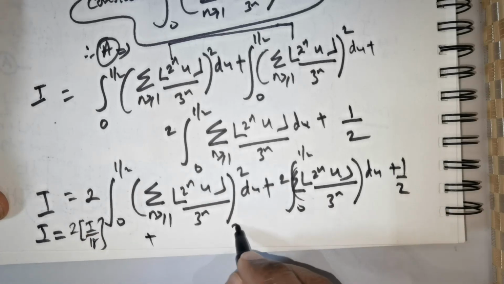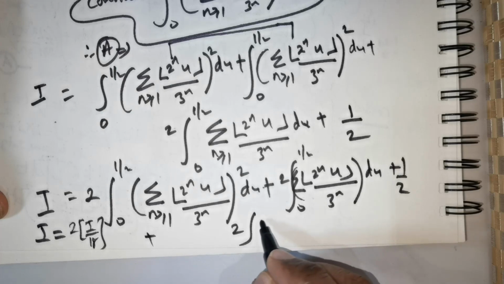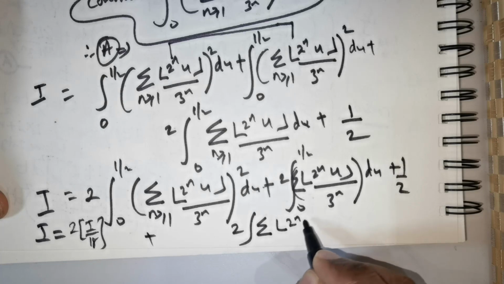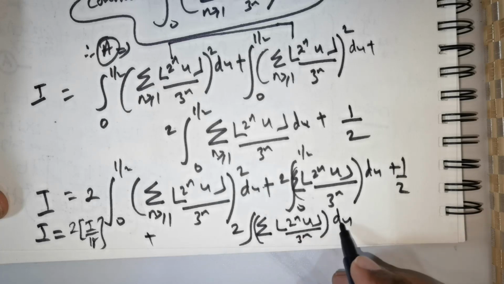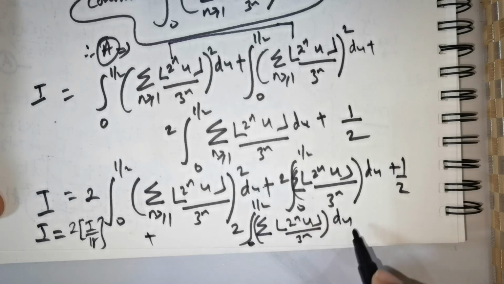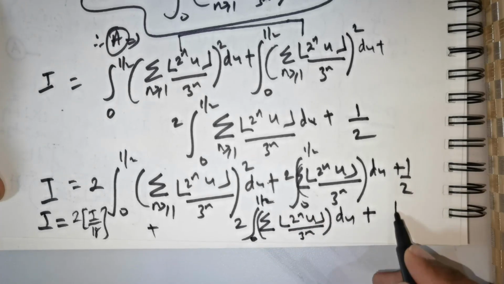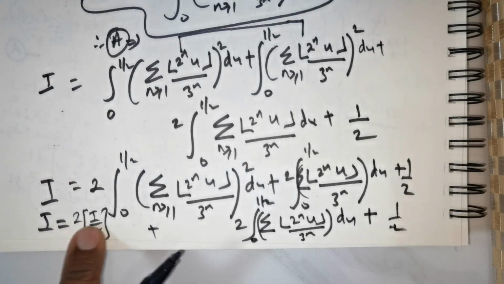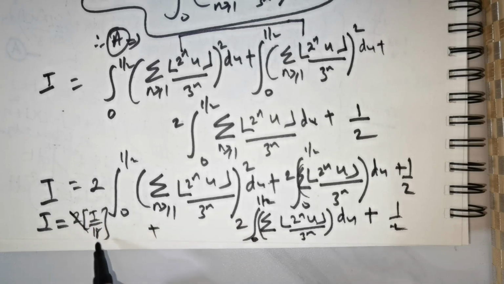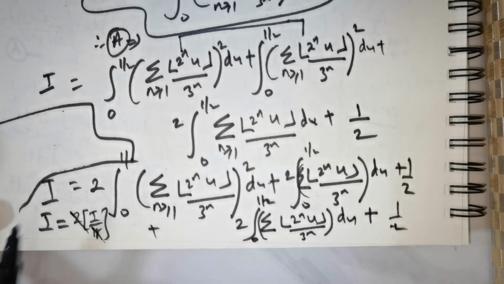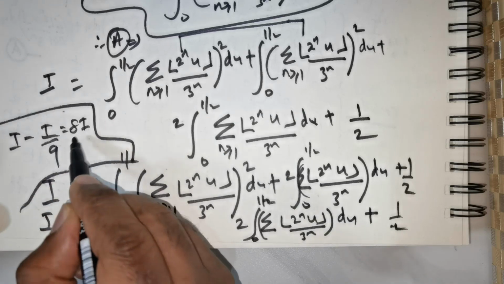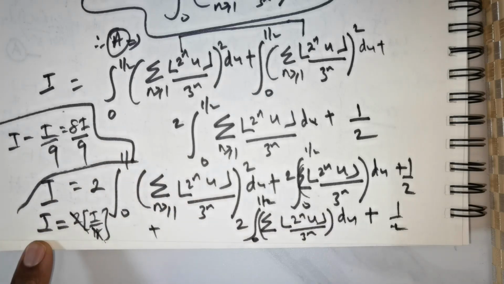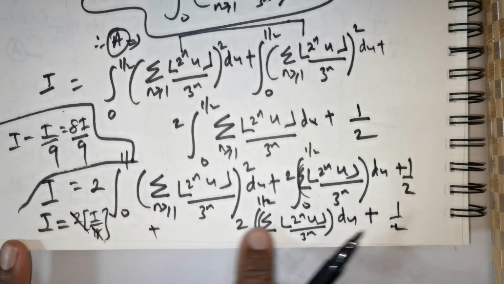Plus this entire quantity. Plus I need this 2 times sigma floor of 2^n u divided by 3^n, this entire quantity multiplied with du. Of course, the limits are 0 to 1/2, plus 1/2. Now, I can push this entire quantity to the other side. In fact, 2 can divide 18 9 times. So on the left-hand side, if I were to push this, it's going to be I minus I over 9, which would give me 8I over 9. So 8I over 9 is equal to this entire quantity.